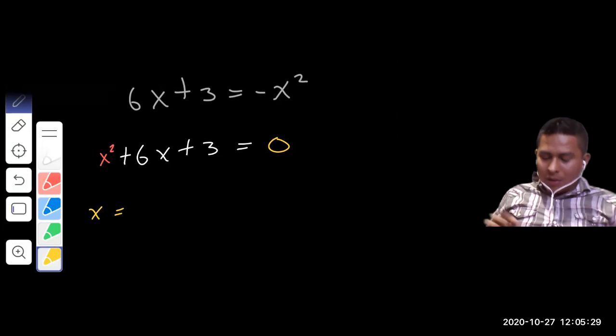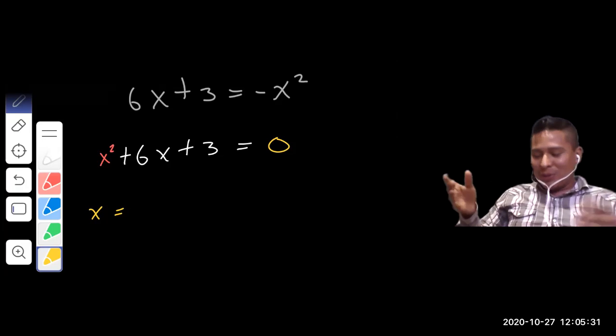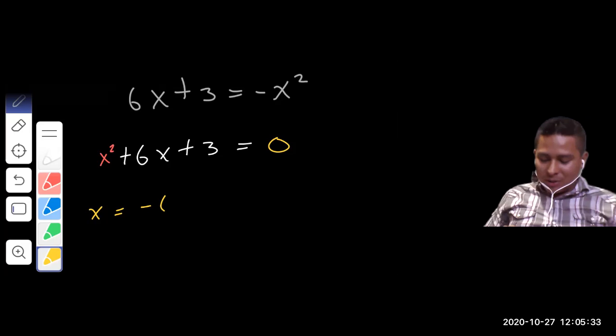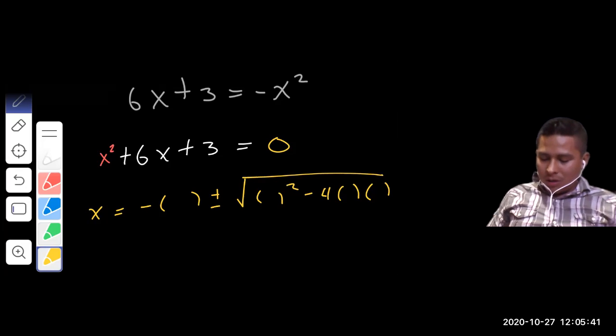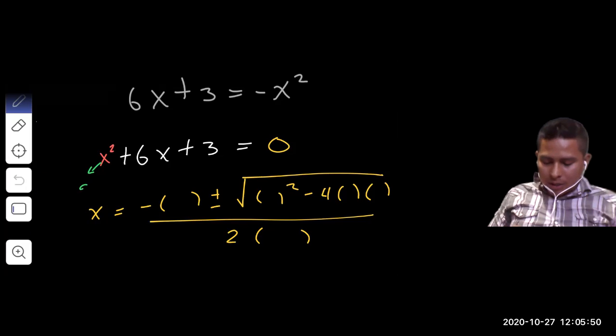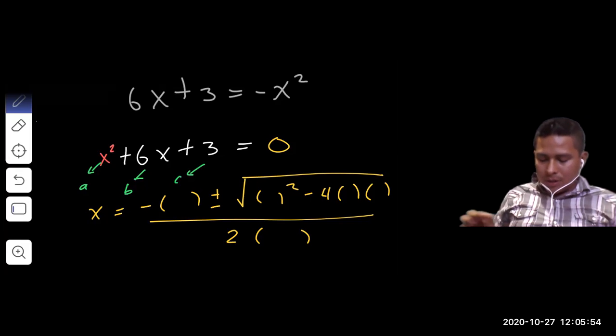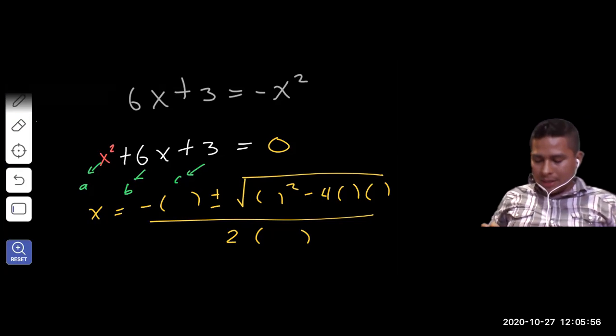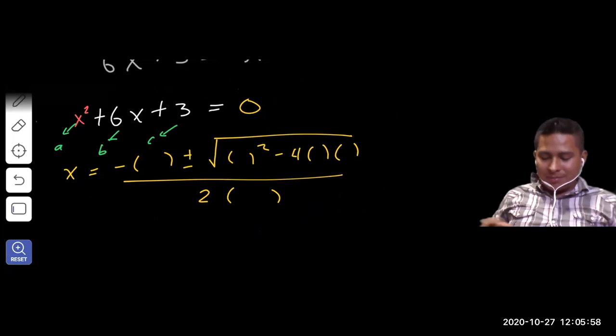I'm not going to rewrite the quadratic formula because you already know it. We're just going to substitute. Plus or minus the square root of b squared minus 4ac, all over 2a. I didn't label my information, guys, so I'm going to do that. This is the quadratic term, the linear term is b, and the constant term is c.